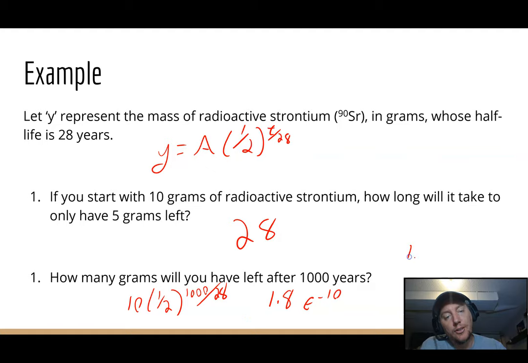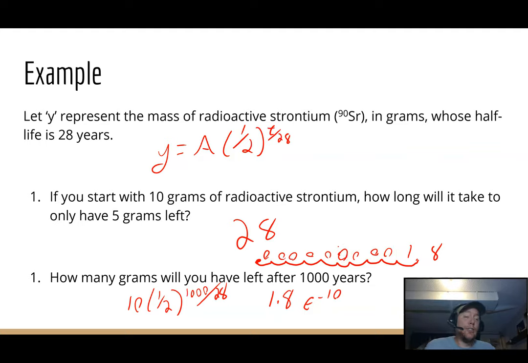So let's see what that looks like. So 1.8, 1, 2, 3, 4, 5, 6, 7, 8, 9, 10. So 0.00000000018. It's not zero. You still have a tiny little bit left, because half-life just keeps on cutting in half. It doesn't mean that it'll ever hit zero, but it's pretty much close enough. You can think of it as zero. But it should be a lot smaller number than you start with because it's decaying.